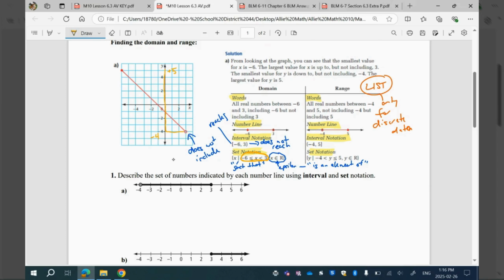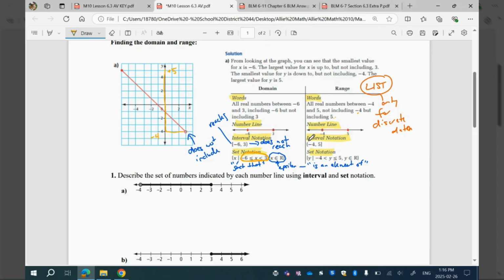So all real numbers between -4 and 5, not including -4, but including 5. Here we have it on a number line. We've got our -4 at the bottom, a not colored in circle to show that it doesn't include it, approaches -4 but doesn't include it, though it does include 5.